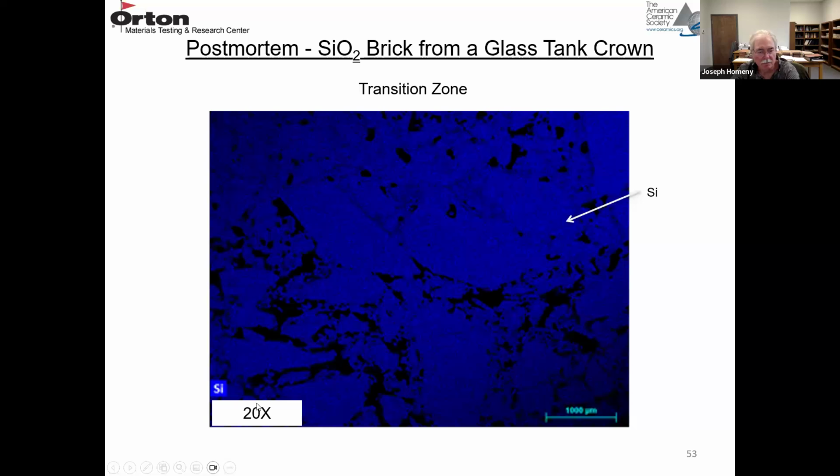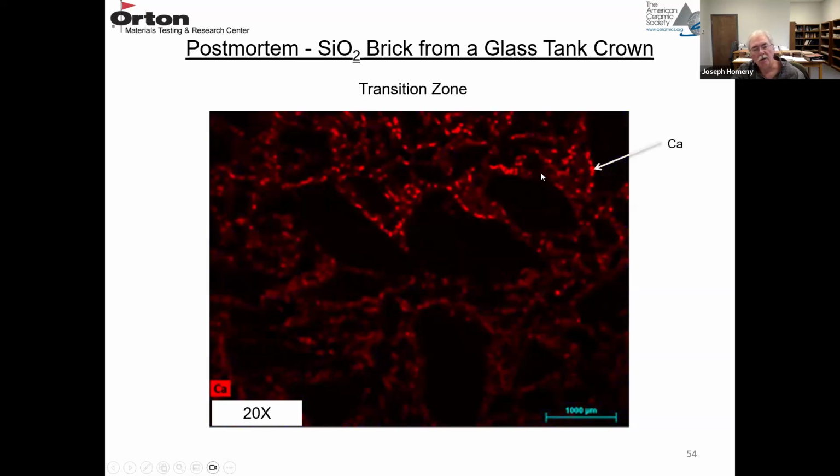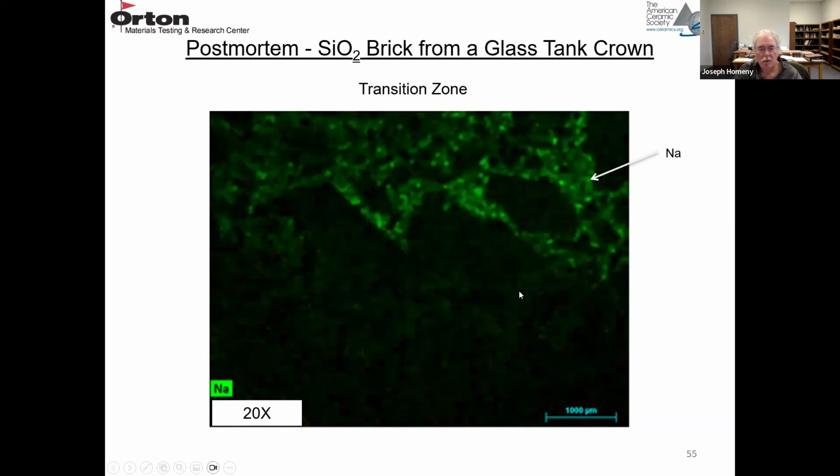So if you map the elements, here's silicon, it's in blue, it's pretty uniform. You can see the lime, the mineralizer, at the grain boundaries between the silica crystals. And then right at this transition zone, you can see the Na penetration in green here, going through the grain boundaries. It's the same areas where the lime is located.